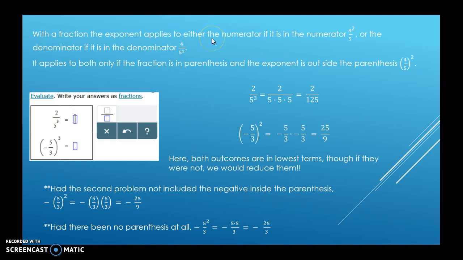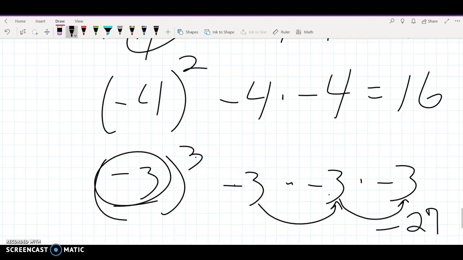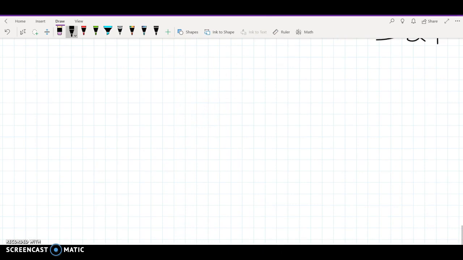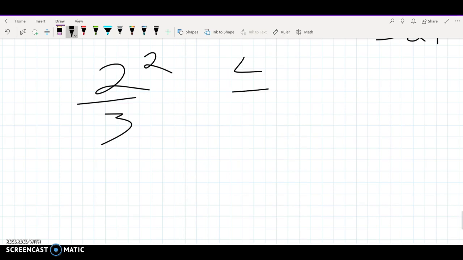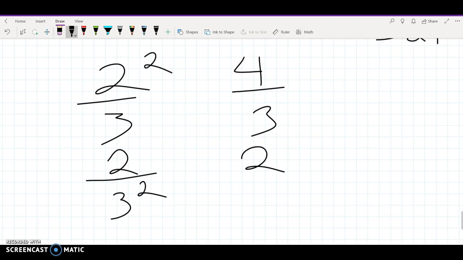Okay, so also with fractions, you have to be careful where the exponent is, because with fractions you have a numerator and a denominator. Say we have 2/3. If I have an exponent just sitting out here, that exponent only applies to the 2. This is actually 2 squared over 3, which would be 4 over 3. Now, if the exponent is down here, this is 2 over 3 squared, which would be 2 over 9.